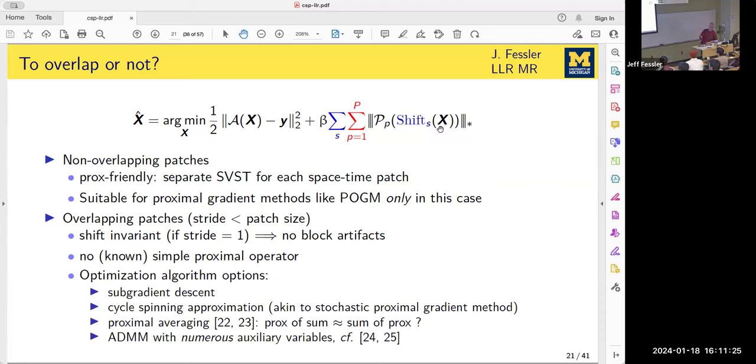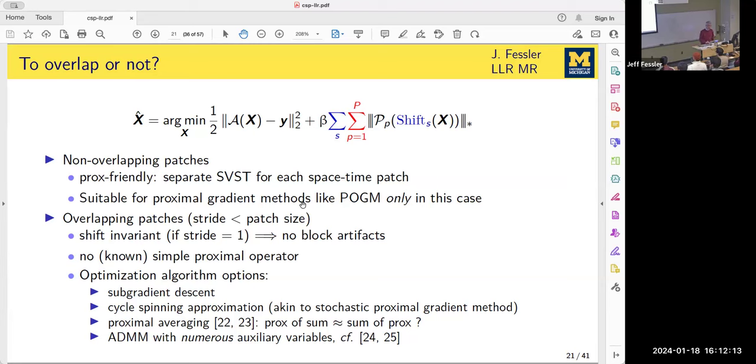The choices that I'm aware of at the moment: you could use subgradient descent, so randomly pick a shift every iteration. This is closely related to what's called cycle spinning in wavelet denoising methods, closely related to stochastic proximal gradient methods. And then there are questions about convergence of that. You could do proximal averaging. Without this extra sum, we know the proximal operator. We could pretend that the prox of a sum is the sum of the proxes. That's not true, but we could make that as an approximation, and then apply the proximal operation separately to each of the possible shifts, and then just add or average them together. That's been done in the literature. Again, you don't know what the convergence properties are.